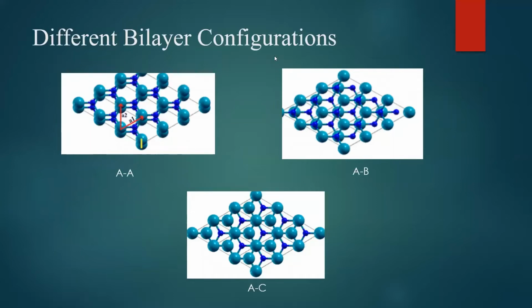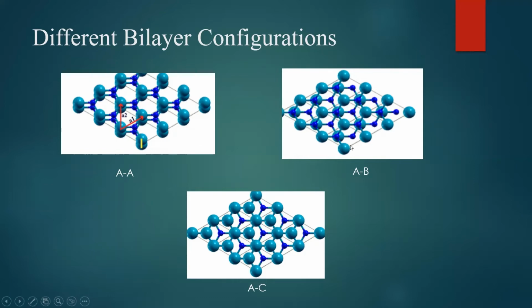The bilayers are made by stacking one layer above another layer. So there will be two layers, the top layer and the bottom layer, and depending on how we stack, there are three significant configurations that I'm going to show you. In the AA configuration, say the group 3 atom is the comparatively bigger atom, and the nitrogen atom is comparatively smaller. In AA stacking, we have the group 3 atom above the group 3 atom, and the nitrogen atom just above the nitrogen atom.